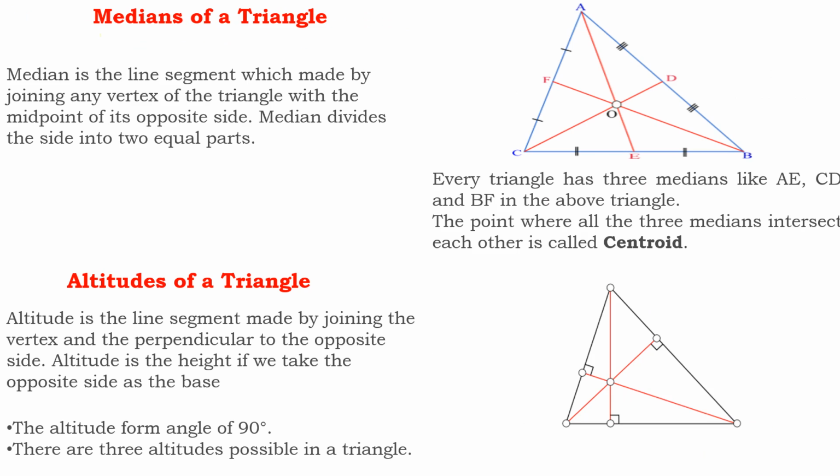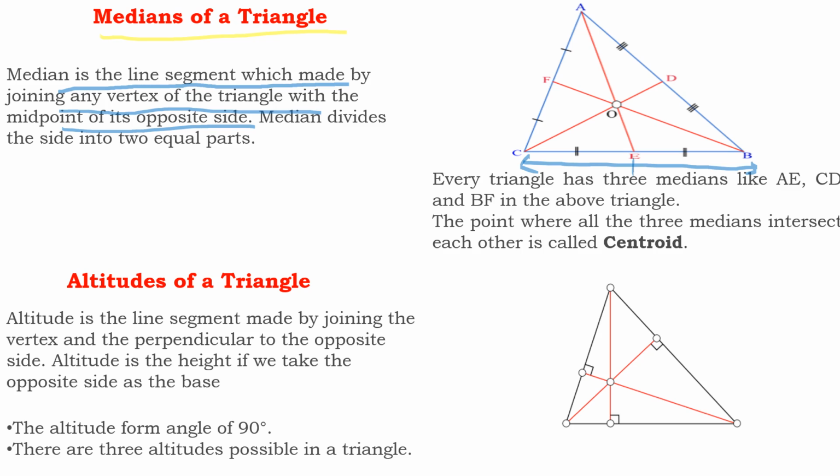Now we will study the medians of a triangle. What are the medians of a triangle? If you see here, triangle ABC is given. A median is the line segment made by joining any vertex of the triangle with the midpoint of its opposite side. Please remember. So from A, this line is BC. And if I say this point is the midpoint, then the line from A to the midpoint is called the median of the triangle.